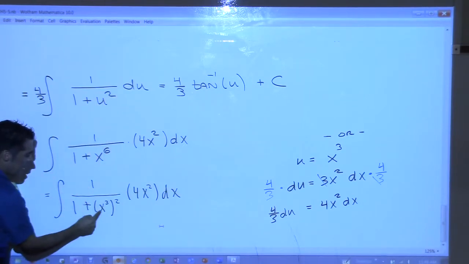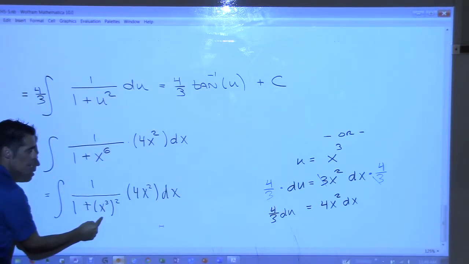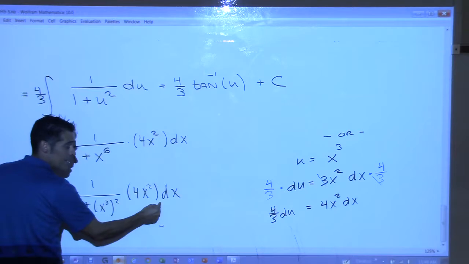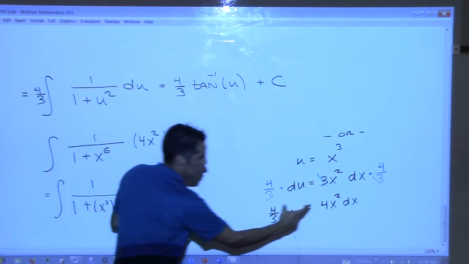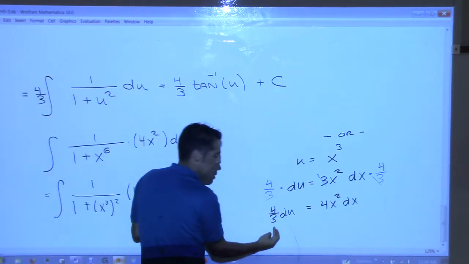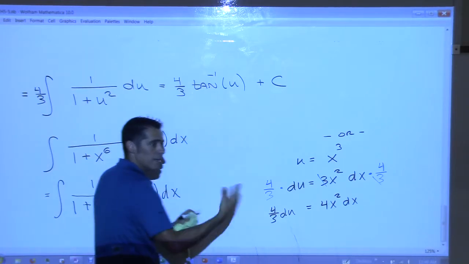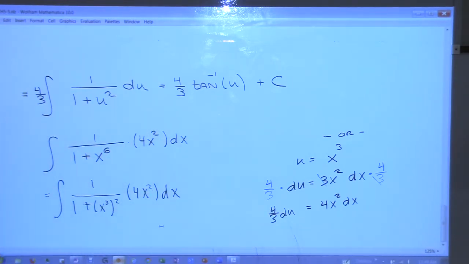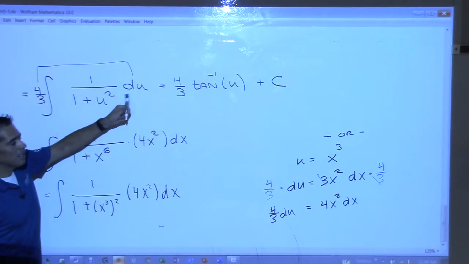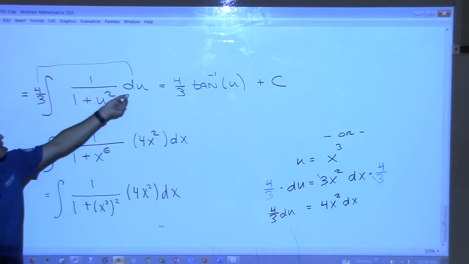Right. So I replaced x cubed with u, and I replaced 4x squared dx with what was 4x squared dx? 4/3 du. I see. So the whole thing kind of just vanishes and becomes the 4/3 du. So to answer your question, this is what replaced it. It got replaced with this and this.